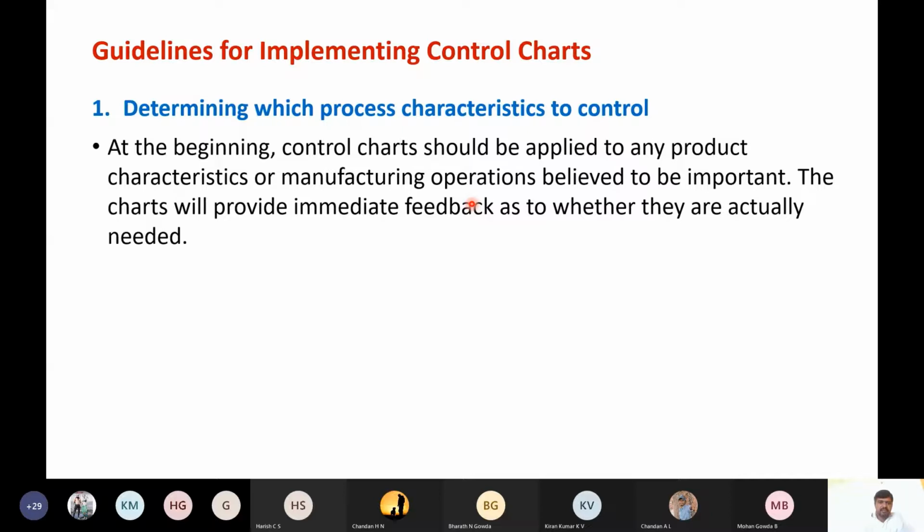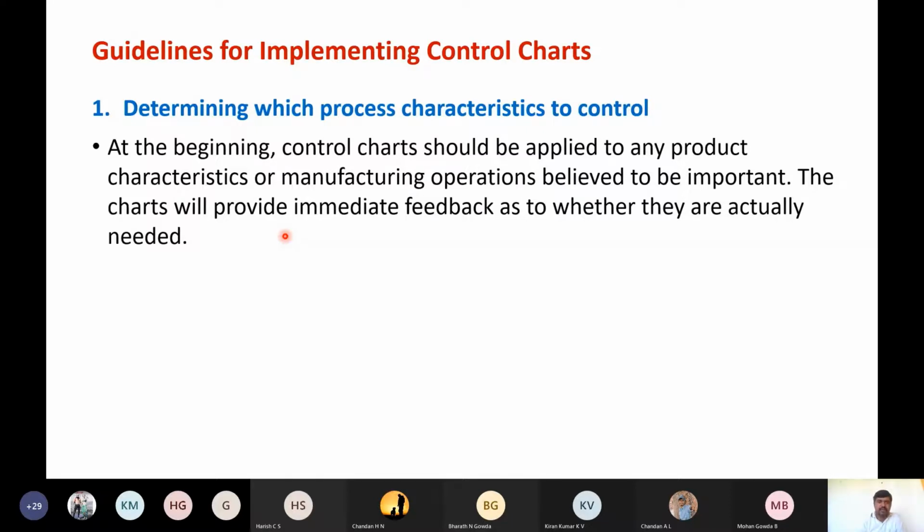That means if you plot control charts initially, and then revise control limits and evaluate further, you will get an idea. If you are not getting points out of control limits after plotting a few control charts, you can leave those quality parameters because they are operating within the control limits. Like that, you will get an idea regarding whether to consider a quality characteristic or whether it requires continuous attention and continuous evaluation. All those things you will understand after plotting control charts.